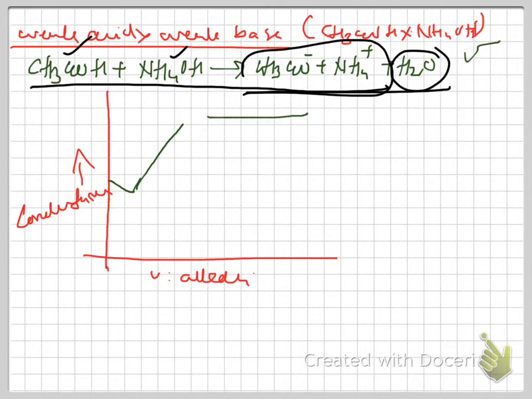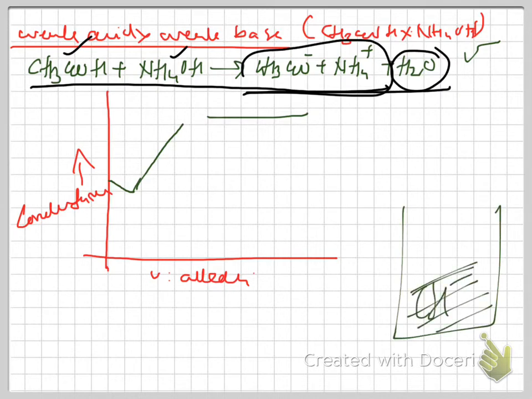How to explain these three lines? Initially, the conductance of the solution is very low because in the container we have only acetic acid, which is a weak acid and weak electrolyte, so conductance is very low. On the addition of NH4OH, initially a decrease in conductance is observed.